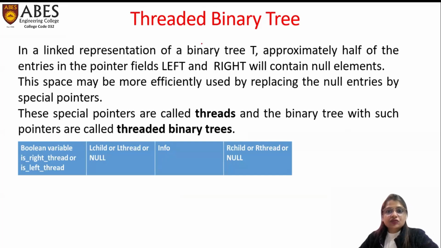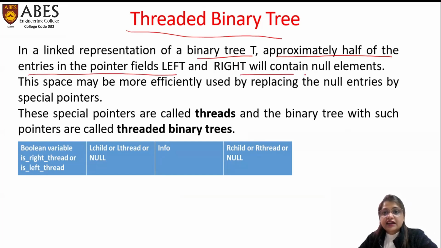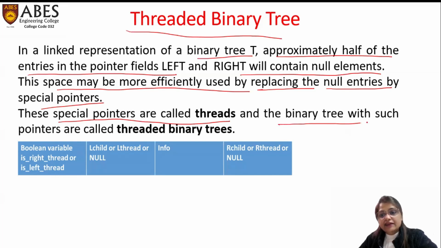The next topic I want to discuss here is the threaded binary tree. What is a threaded binary tree? In the linked representation of a binary tree, we have already seen that approximately half of the entries in the left and right pointer fields contain null. This space may be efficiently utilized by replacing all these null entries with special pointers. These special pointers are called threads, and the binary tree which uses them is known as a threaded binary tree.